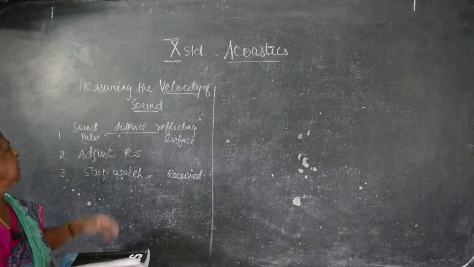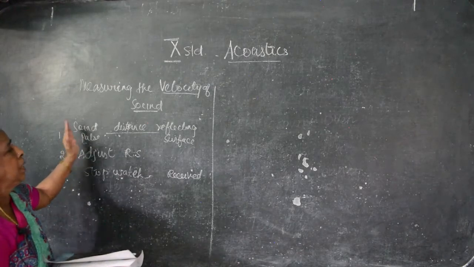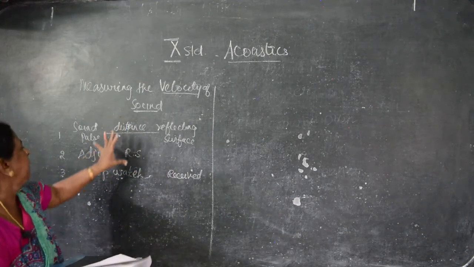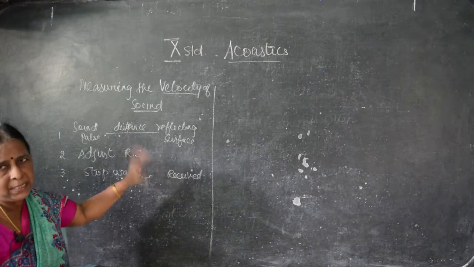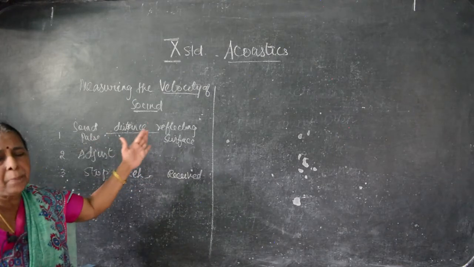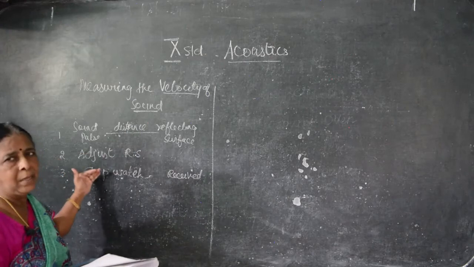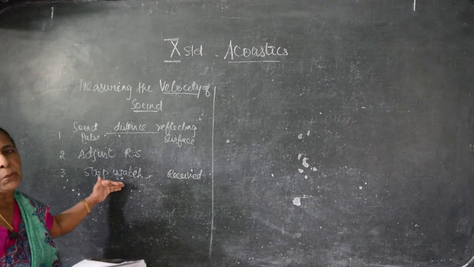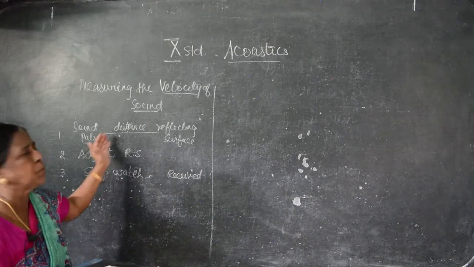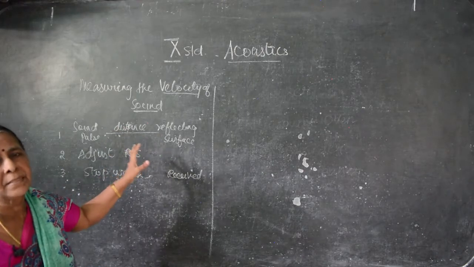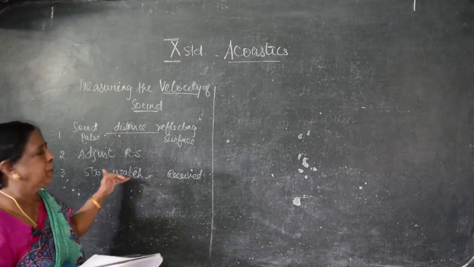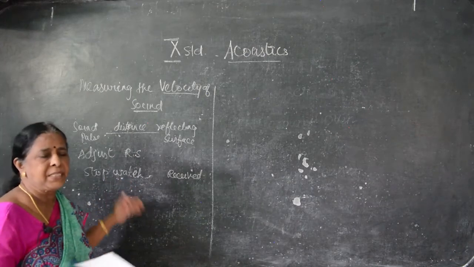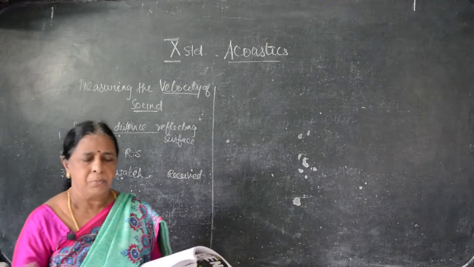So first, what I say, the one is the sound pulse, it produces a sound, and you have to keep the reflecting surface where it has to be reflected. And you have to find out the distance between them. Then we have to adjust the reflecting surface. Then only the sound can be properly reflected and echoed again. Then we have to use the stopwatch to find out how many seconds the sound takes to reach the reflecting surface and echo back. And this experiment we have to repeat 3 or 4 times and find the average. The average is the time taken, used to find the velocity of the sound.